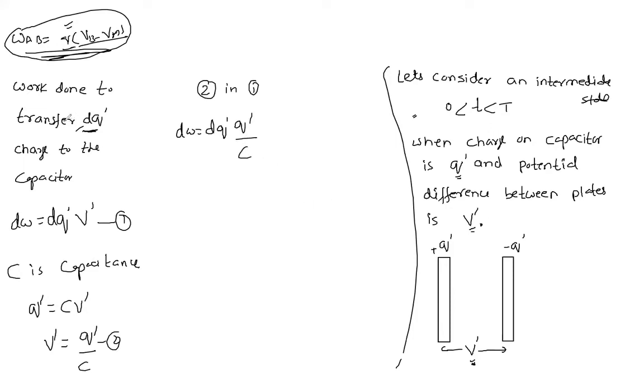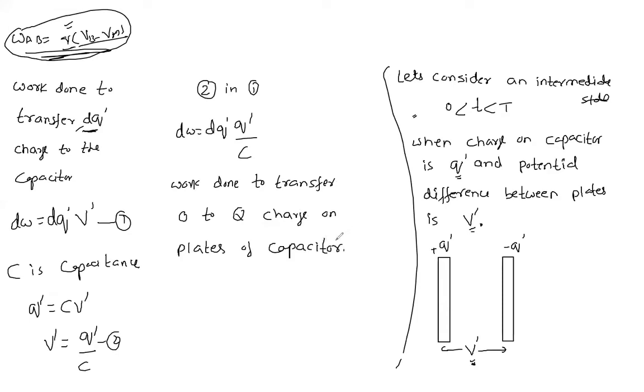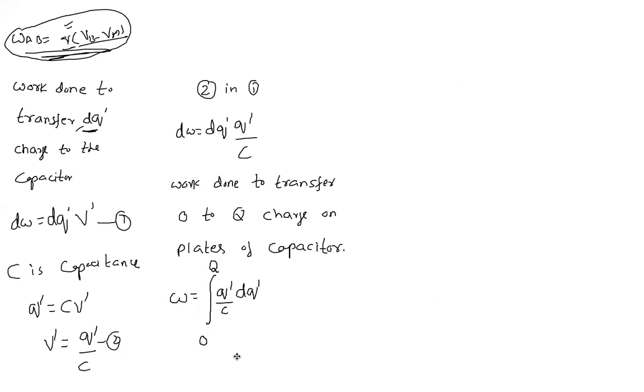We need to calculate the work done from the initial to the final stage. That means the work done to transfer 0 to Q charge on the plates of the capacitor. That work done will be the integral of Q prime by C dq prime. Can you guess the limits of this integral, the lower limit and upper limit? Yes, the lower limit is 0 and the upper limit is capital Q. Is it clear up to this step?